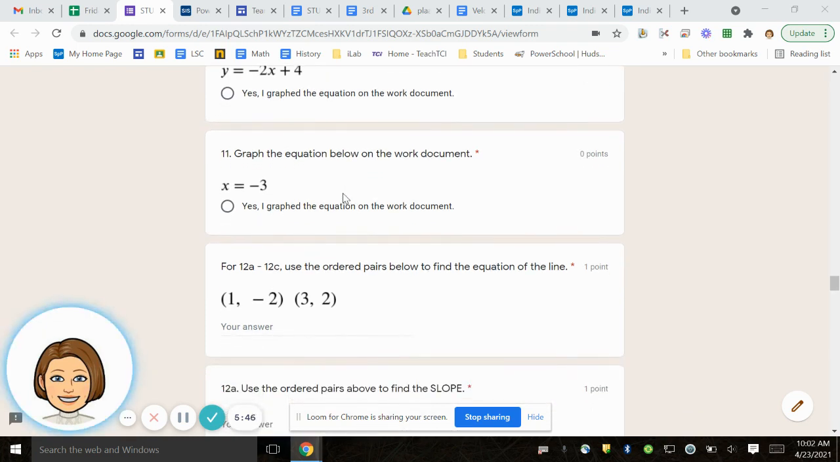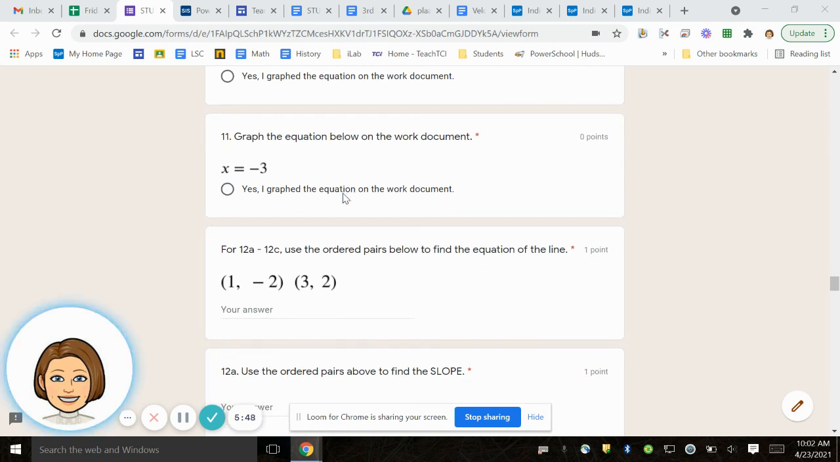Number 11, graph this equation. x equals negative 3. Think about it. This equation looks funny, so think about what line, what axis will this line cross through?